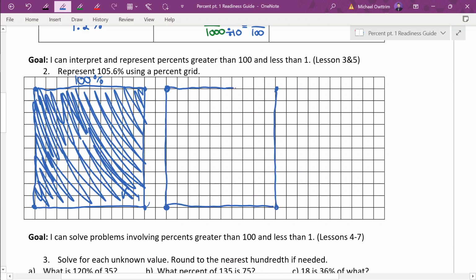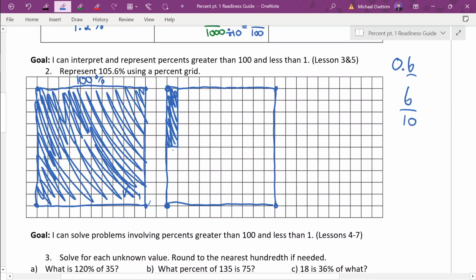In this grid, I need 5 additional whole percent. So let's just kind of outline that for ourselves. There's 5 whole percent. I also need that 0.6%. If I think about 0.6, when we get to the tenths place there, that's 6 out of 10.